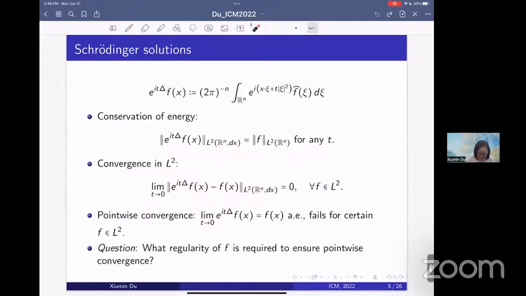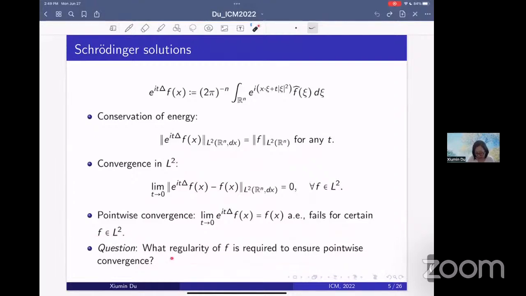However, for pointwise convergence, it's tricky. We hope for this property: as t goes to 0, the solution converges to f(x) for almost every x with respect to the Lebesgue measure. But this pointwise convergence property fails for certain L2 functions f. So another natural question to ask is what regularity of the initial data is required to ensure pointwise convergence of Schrödinger solutions?